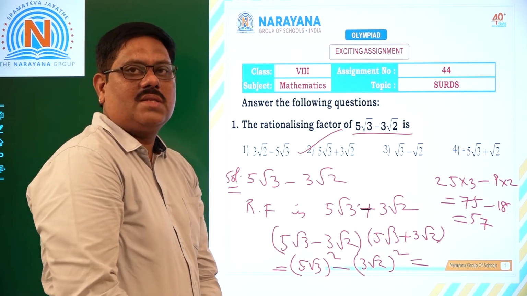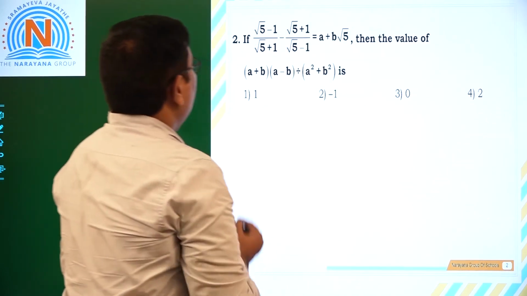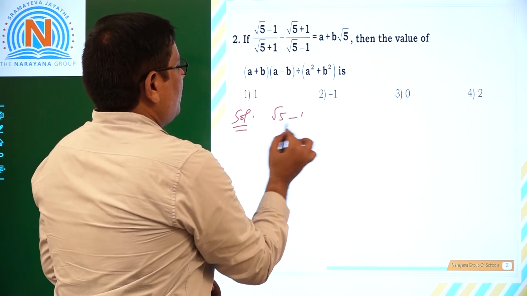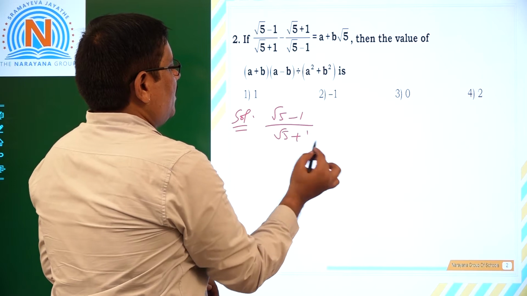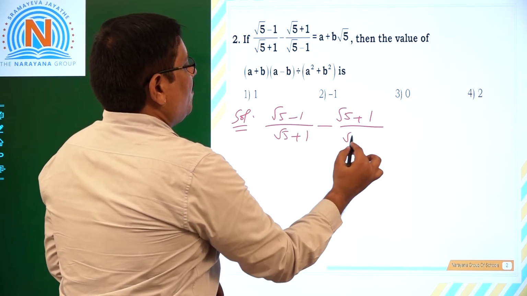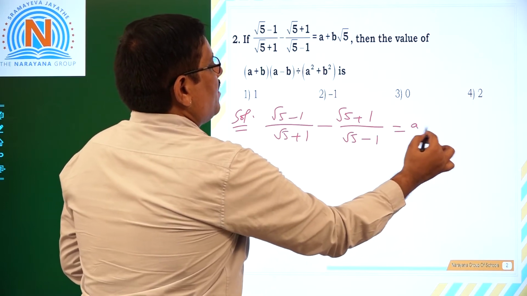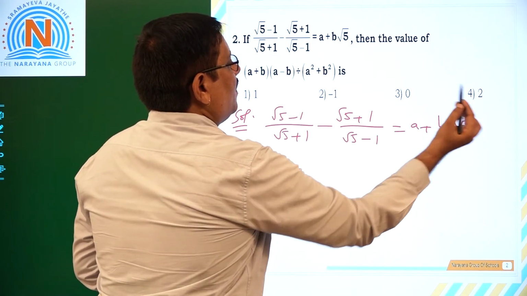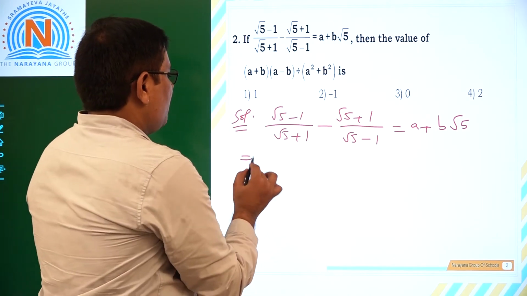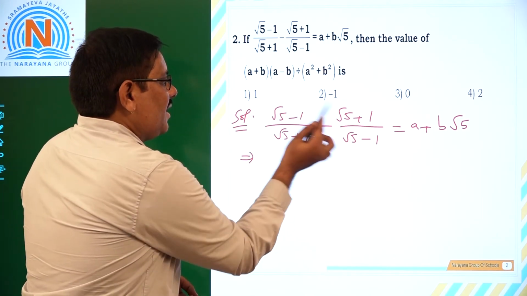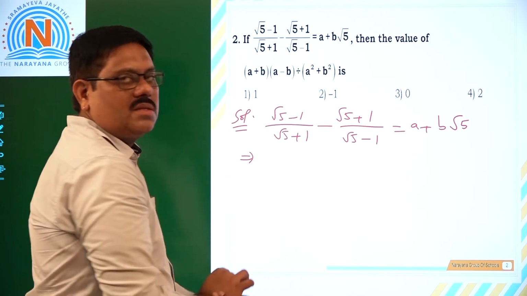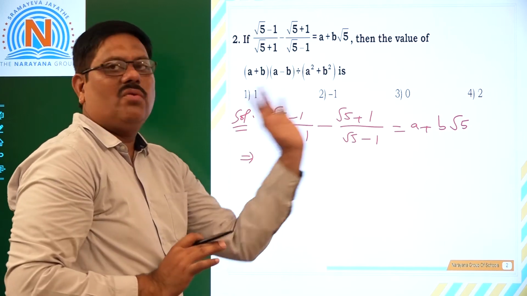Now we will move to the next question. If (root 5 minus 1) by (root 5 plus 1) minus (root 5 plus 1) by (root 5 minus 1) is a plus b root 5, then the value of, he is asking something. So that can be simplified in this way. If you look at the given, this root 5 plus 1 is the rationalizing factor of root 5 minus 1. Then what to do? Simply go for LCM.